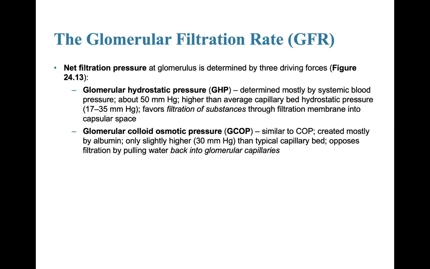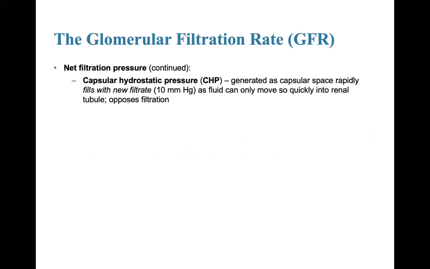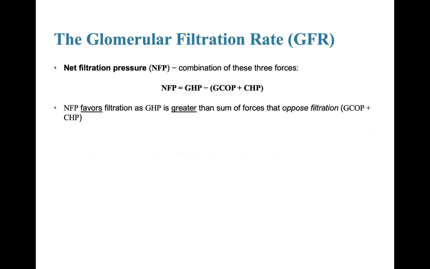You then have what we call the glomerular colloid osmotic pressure. This is similar to the colloid osmotic pressure. It's created mostly by albumin, only slightly higher than typical capillary bed. It's about 30. Now this is actually going to oppose the glomerular hydrostatic pressure. You then have what's referred to as the capsular hydrostatic pressure. Because you have filtrate and fluid that's collecting within the capsule, that is actually a pressure that's working in the opposite direction towards the capillary. And this particular pressure will oppose filtration.